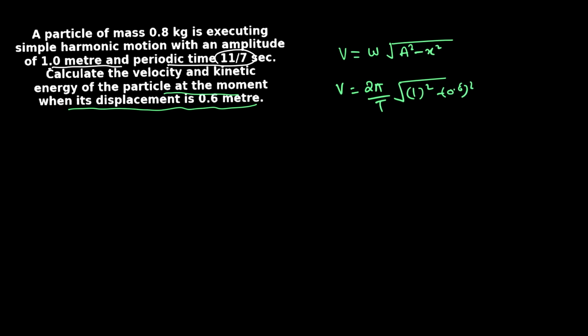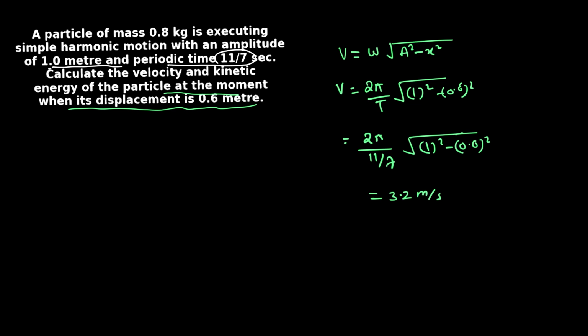If I calculate this whole thing, I will get 2 pi, and the time period is given. The time period you can write as 11 by 7 seconds. It means 2 pi into 7 by 11, and that will be under root 1 square minus 0.6 square. After calculating this whole thing, I will get 3.2 meter per second.